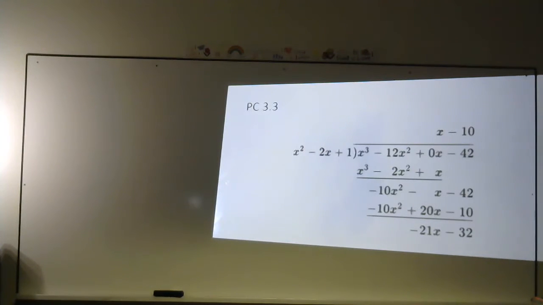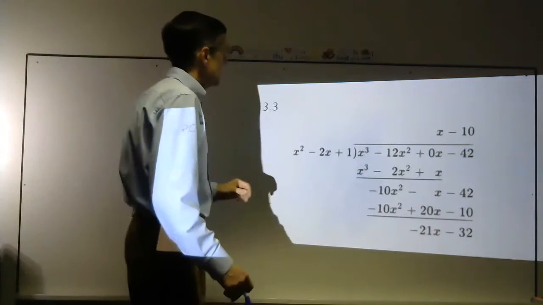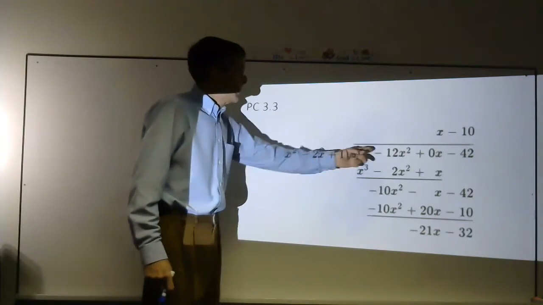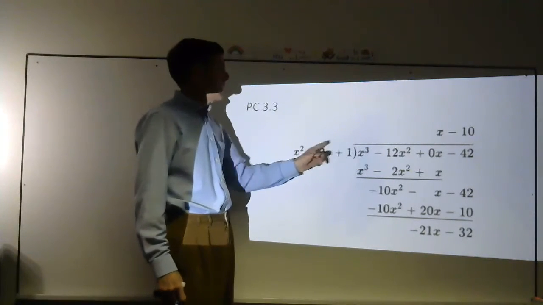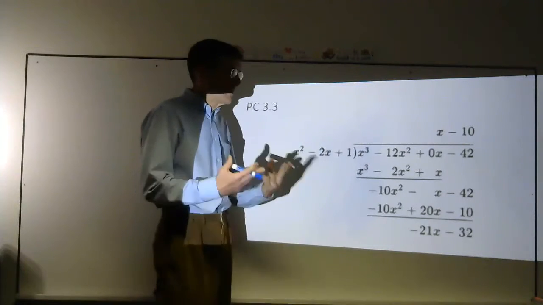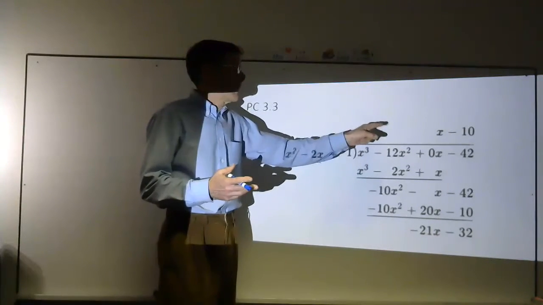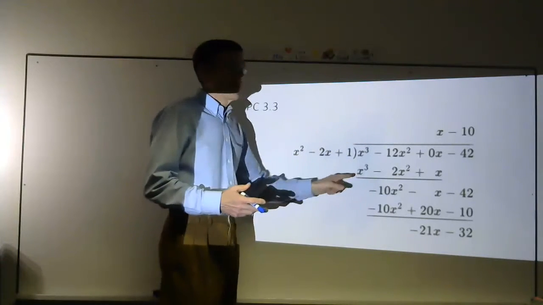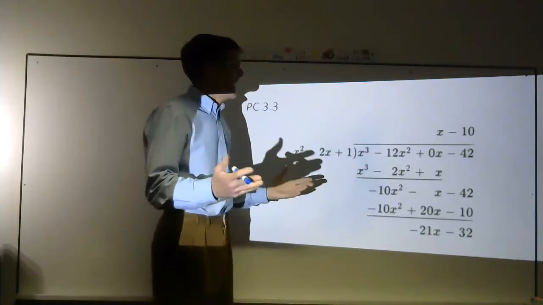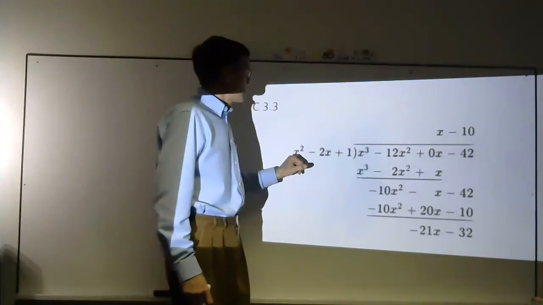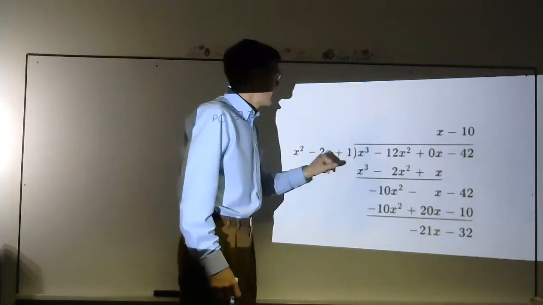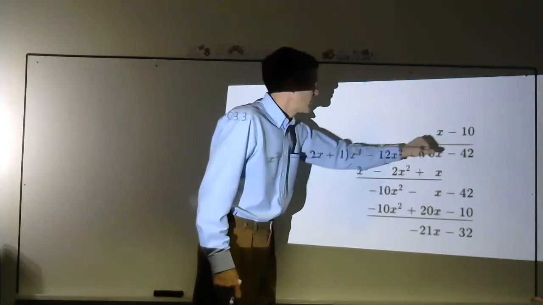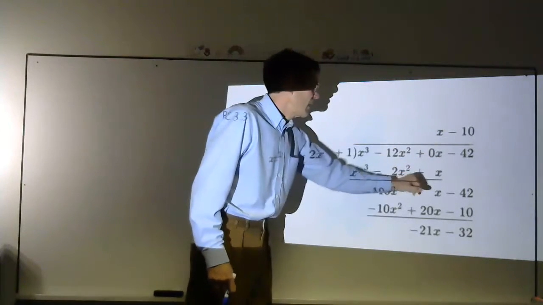How about another problem? Okay? This is a big one, a trinomial into this polynomial. How many times will x squared go into x cubed? Once again, you have to think about, what do I put up there so that when I take it times x squared, I get x cubed? Well, it's going to be x. X times x squared is x cubed. X times negative 2x is negative 2x squared. X times 1 is x.